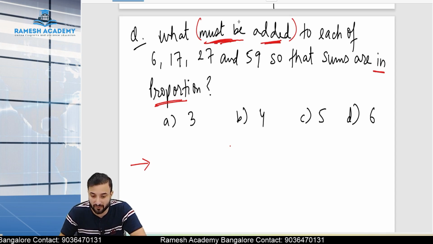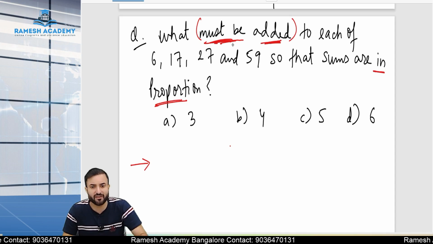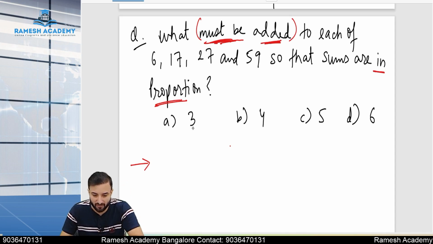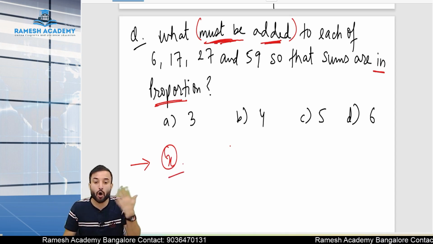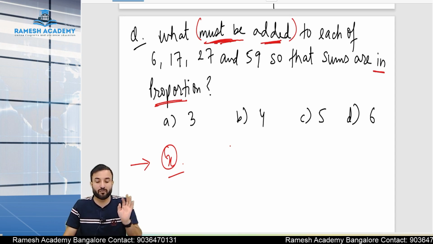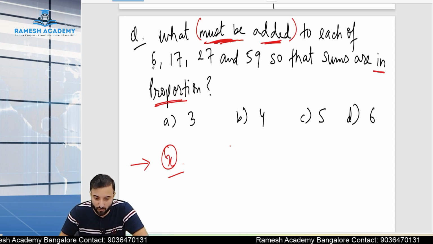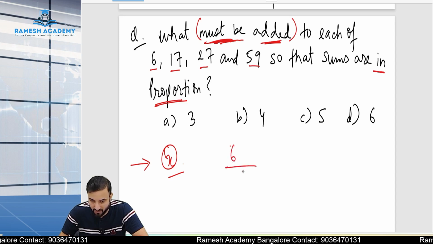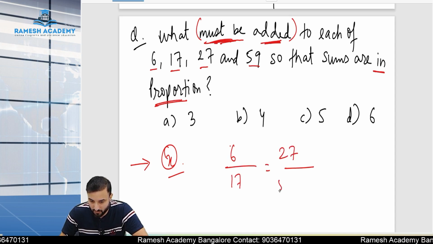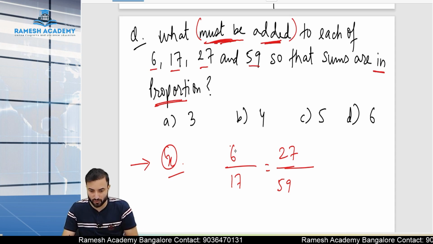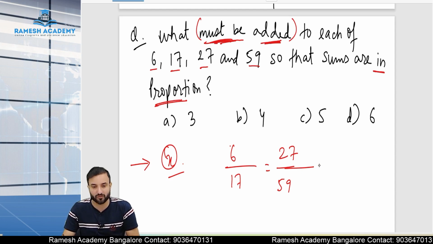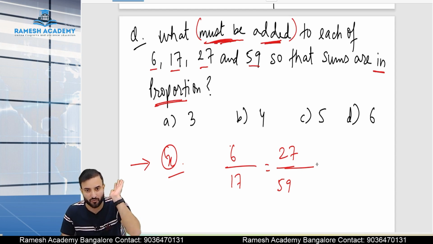So if they ask what must be added or what must be subtracted, we will take x. So guys, here four quantities in proportion are given: first, second, third, fourth. The first quantity by the second quantity equals the third quantity by the fourth quantity. I have written the four quantities: 6, 17, 27, 59.